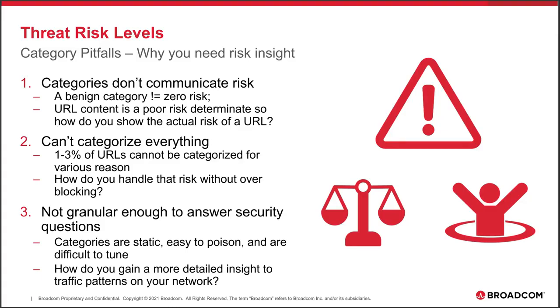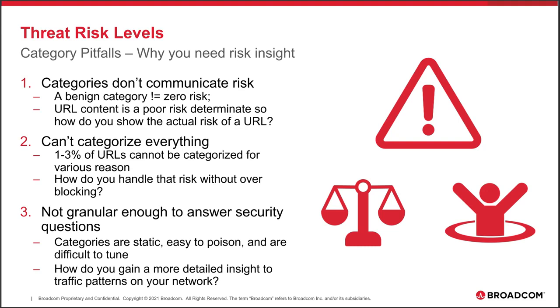The first big pitfall I would say is that categories don't communicate risk. In other words, people sometimes confuse a benign rating such as email or business economy with equating to zero risk, but that's absolutely not true. In fact, if you refer back to that last webinar we did, we have an example where you can see plenty of risk levels 8, 9, and 10 in what you would call a benign category. The point is that URL content is a poor risk determinant. So how do you know what the actual risk of a URL is if you're only looking at content?